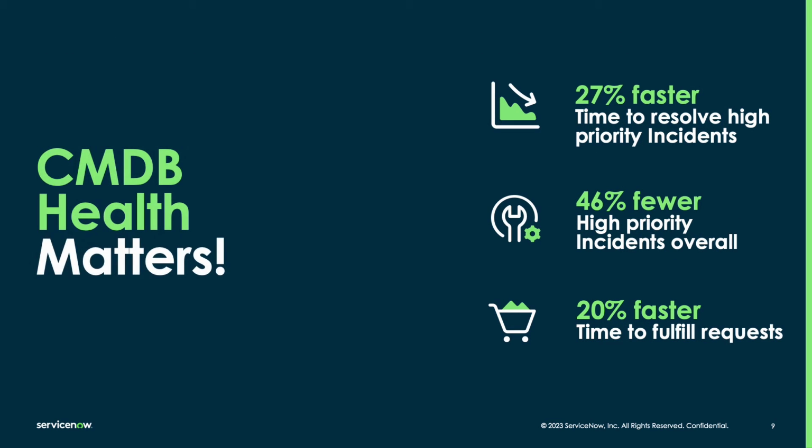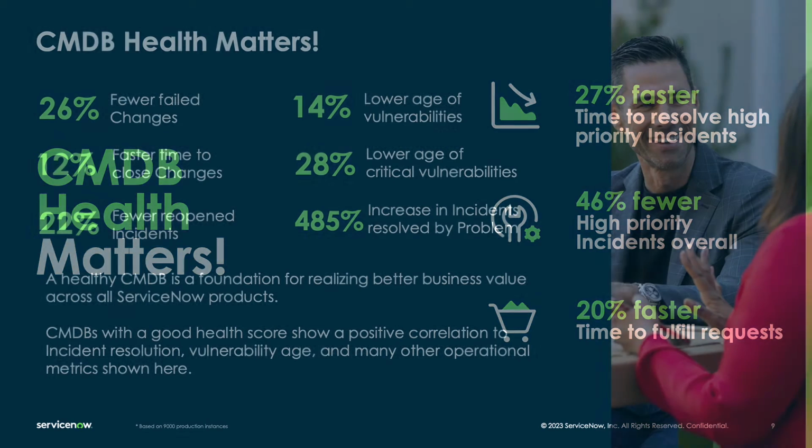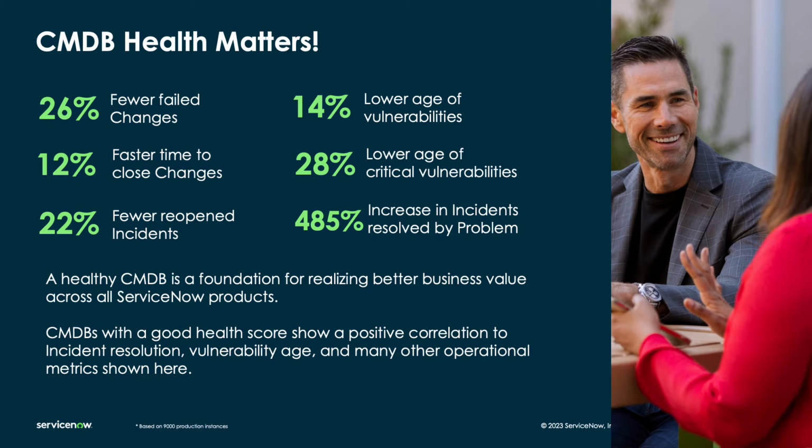Well, because we can analyze healthy and not healthy CMDBs internally. We looked at the metrics of thousands of instances. And then we also know in those instances how long customers are taking to resolve high priority incidents. And we can see there's a correlation: if you have a healthy CMDB, those instances resolve high priority incidents on average 27% faster than an unhealthy CMDB. They have fewer high priority incidents. They fulfill requests faster.